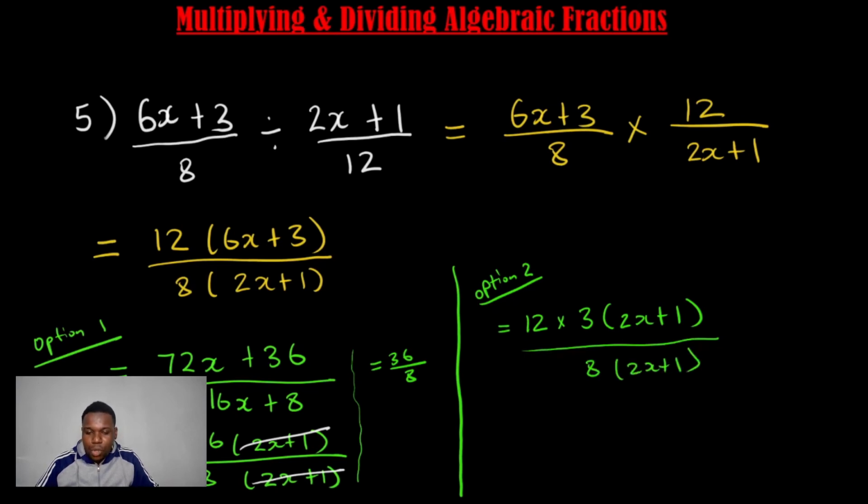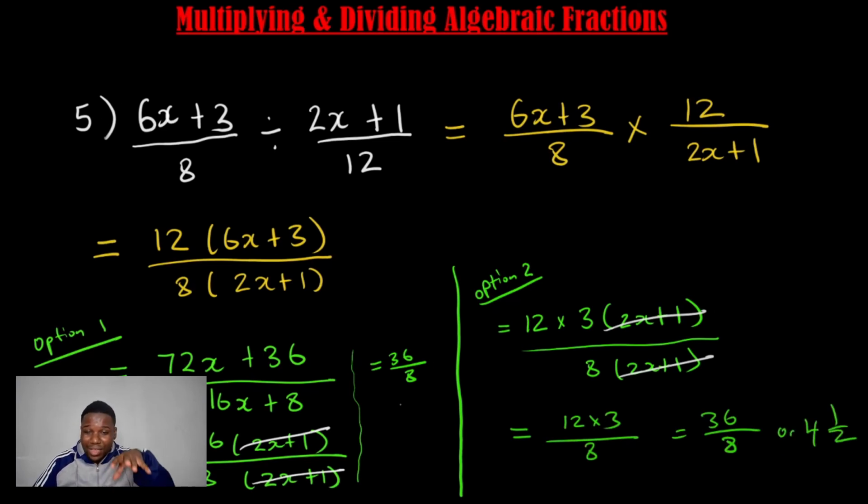Okay, so we can cancel the 2x plus 1, and when we cancel that, we are left with 12 times 3 as the numerator and 8. And when we simplify that, 12 times 3 gives us 36 over 8, which gives us the 4.5. So there are many approaches to working out some of these problems. You just have to look at them, think it through, and go ahead.